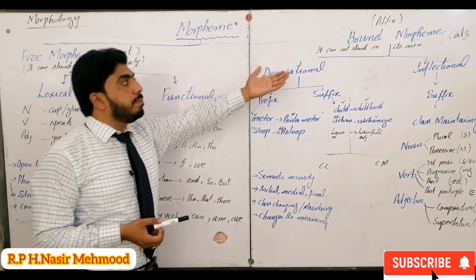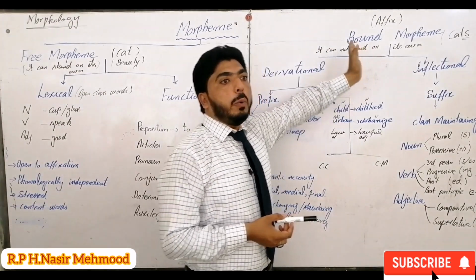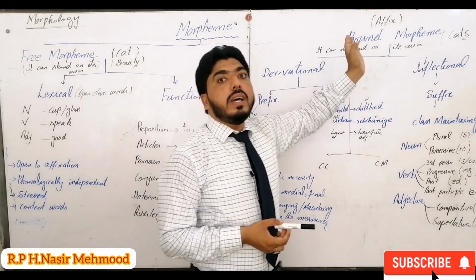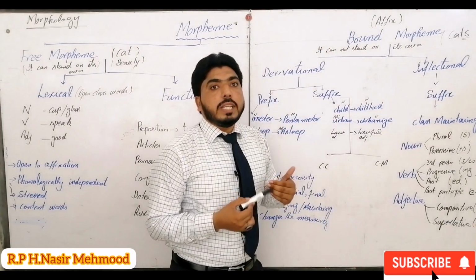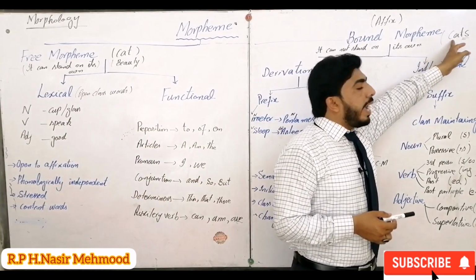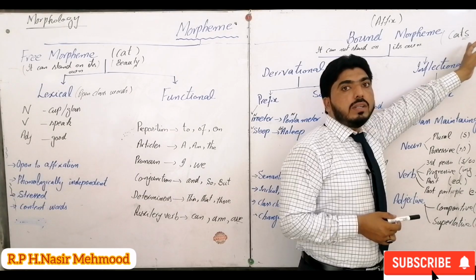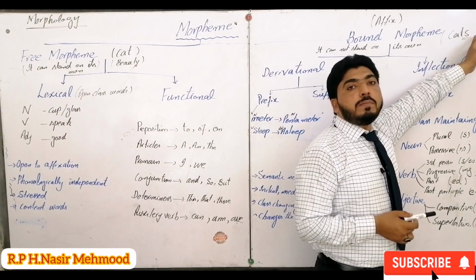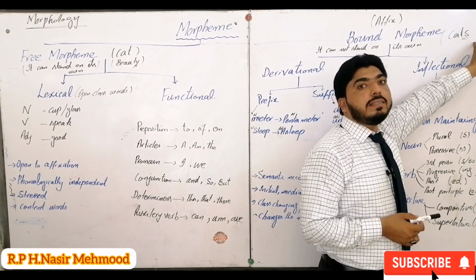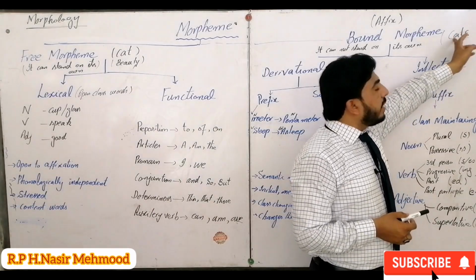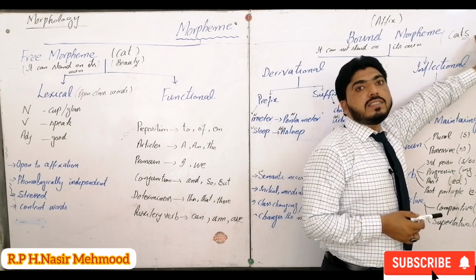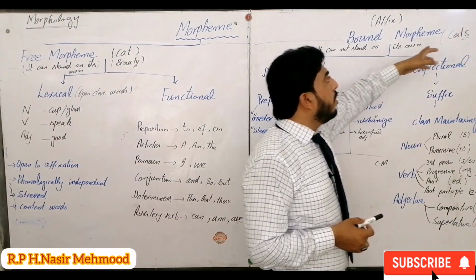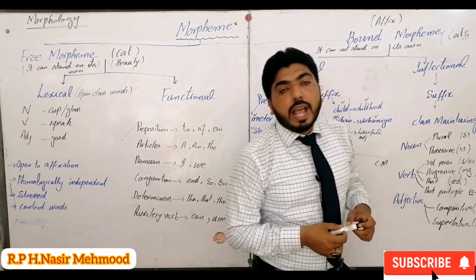And the other type is bound morpheme. Bound morpheme is a morpheme which does not exist on its own. It has to depend on other morphemes for the completion of its meaning. For example, cat, and we add the s sound, s morpheme, at the end. If we break this word into cat and s, so s is meaningless. It has to depend on other morphemes for the completion of its meaning. It can't stand on its own. For stability, it has to depend on other morphemes. So, this morpheme s will be considered a bound morpheme.